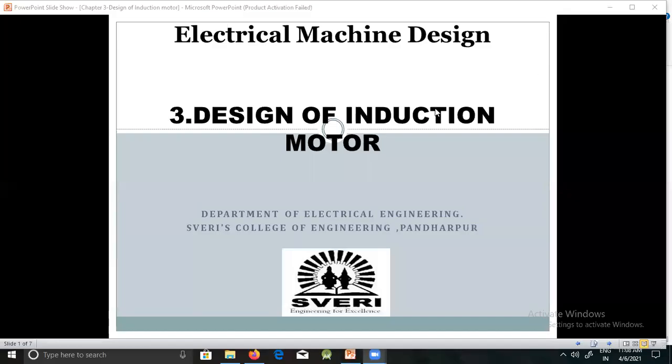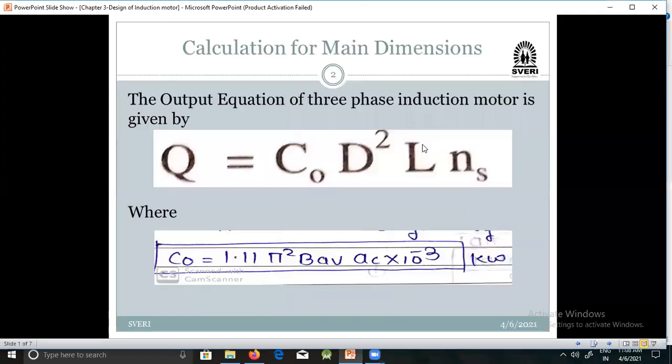Okay, now see here, as far as the design of three-phase induction motor is concerned, we have to focus on how to calculate the main dimensions related to the three-phase induction motor. Now see, yesterday we have studied.